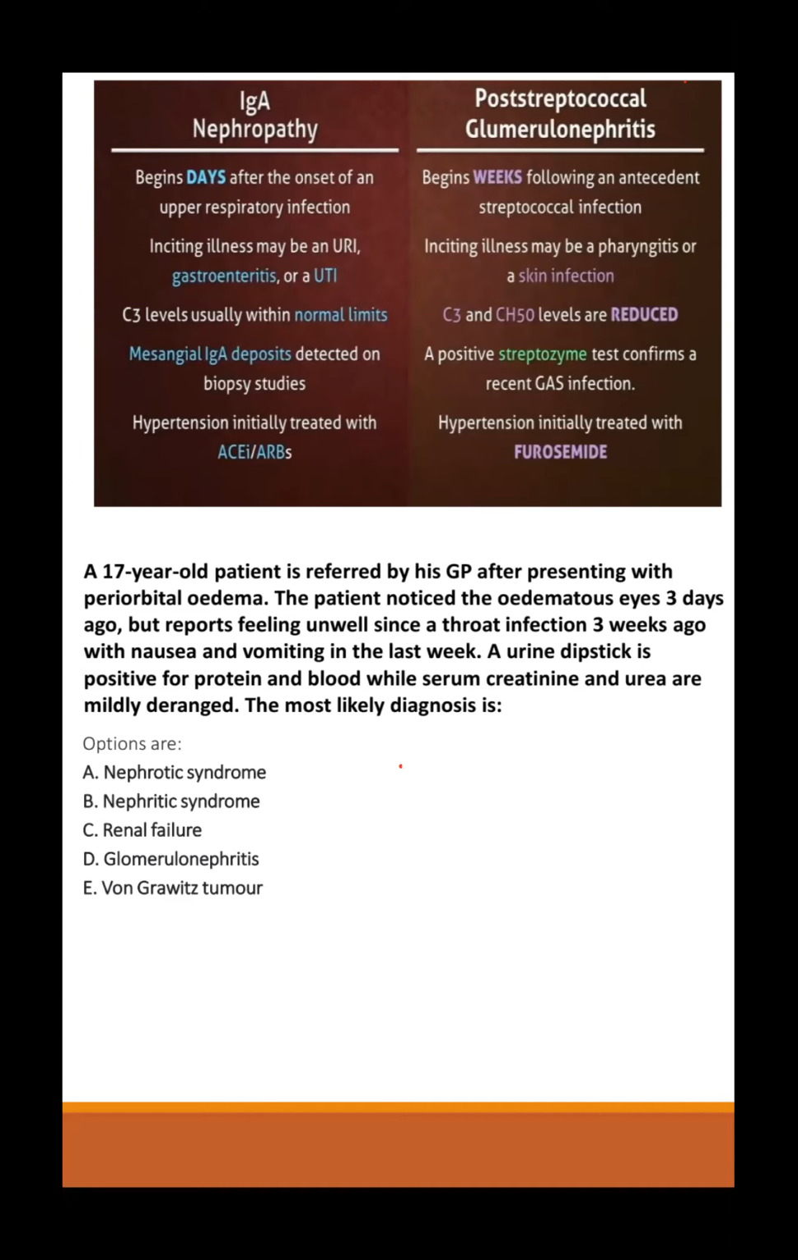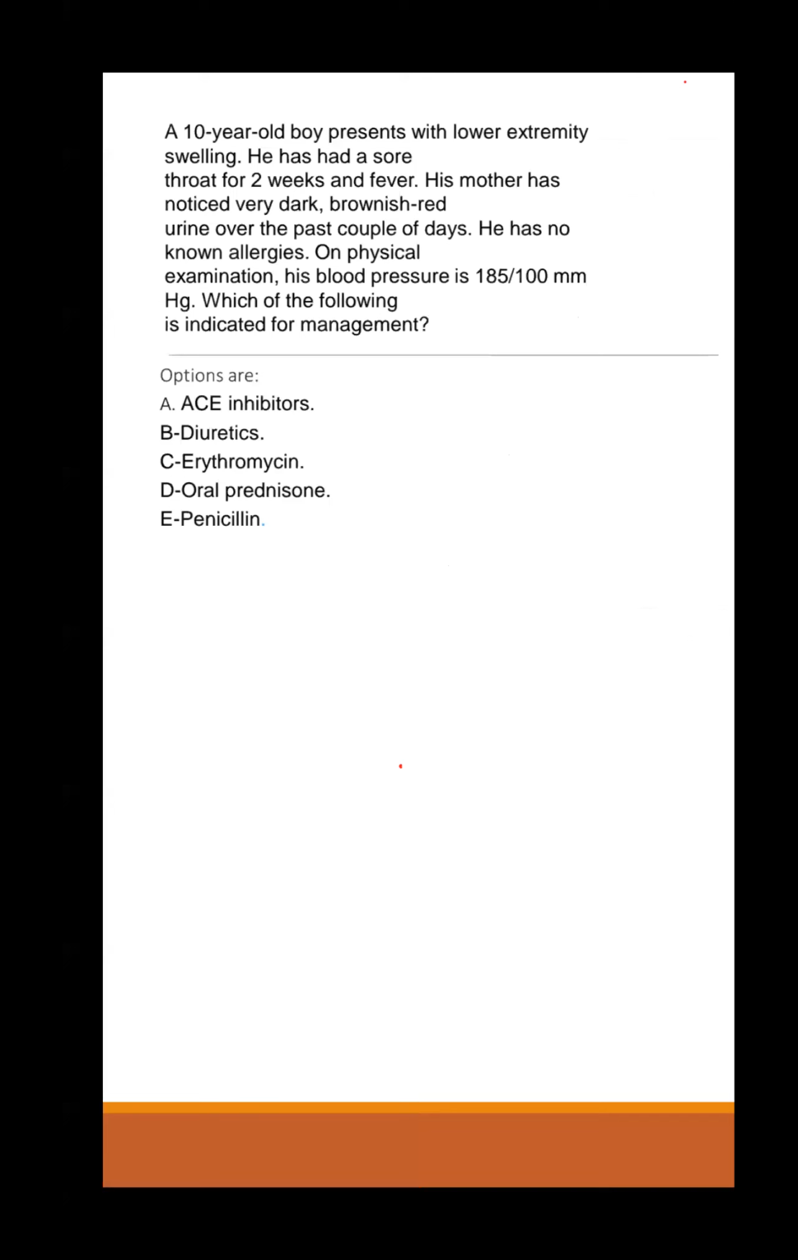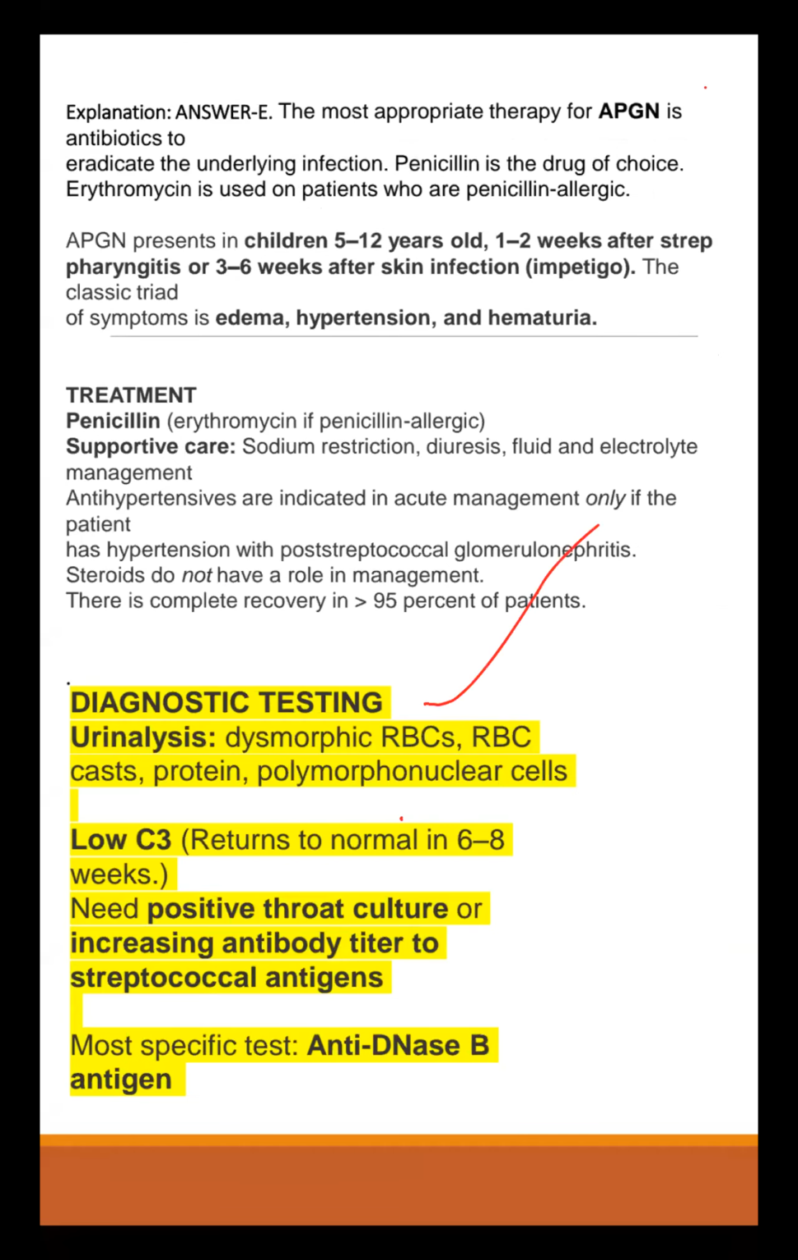So see, diagnostic testing is urine with dysmorphic RBC, RBC cast, low C3, positive throat culture, and anti-DNase antigen will be positive.